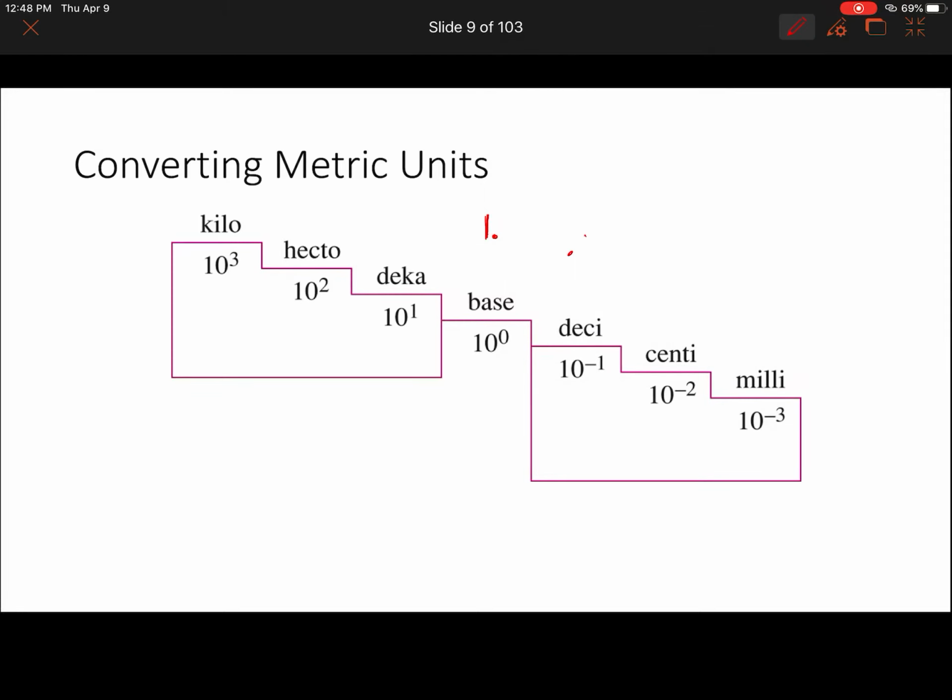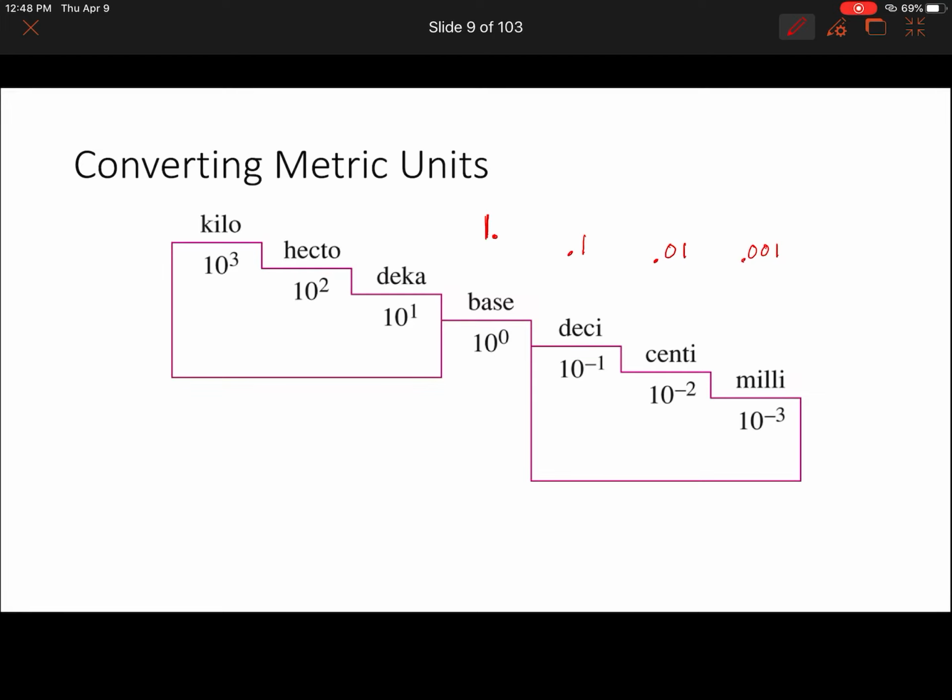So it'd be 0.1. That's a tenth of a meter. For a centimeter, we're going to move the decimal place 2 units left. So it'd be 0.01 meters. For a millimeter, it's 0.001 meters. Again, moving the decimal 3 units to the left.